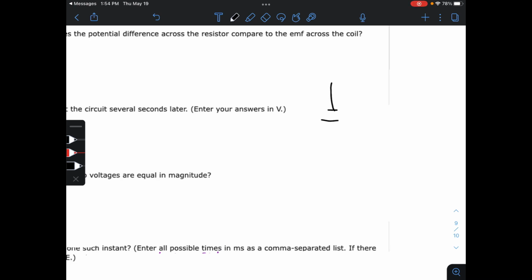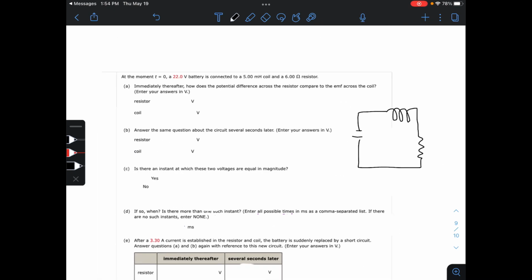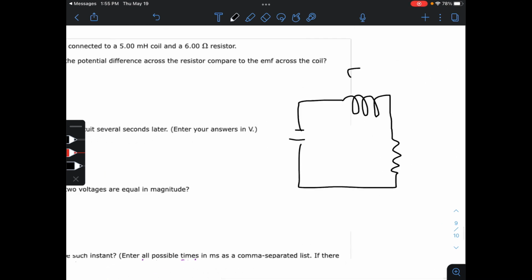setup here. So that's our battery. This will be our resistor, or not resistor, that'll be our inductor. And then that'll be, okay, it's this coil, it'll be our coil, fine. 5 millihenry, then we got a 6 ohm resistor, and a 22 volt battery.